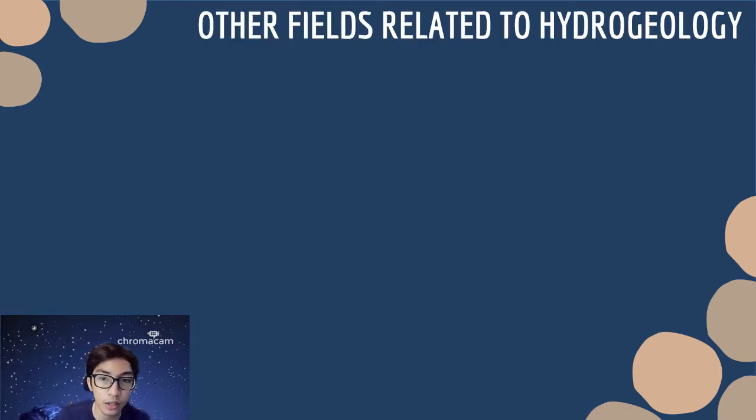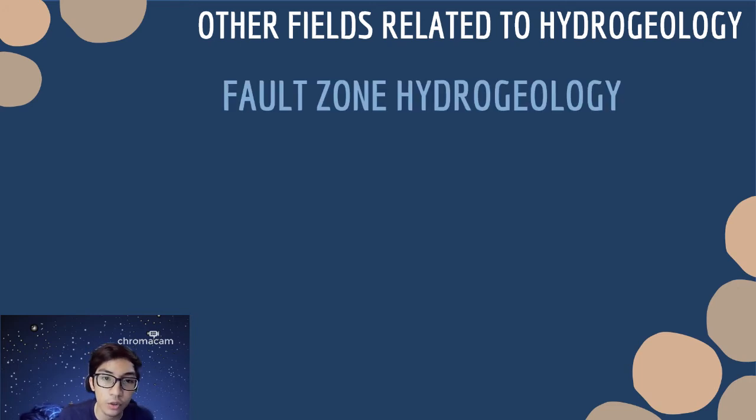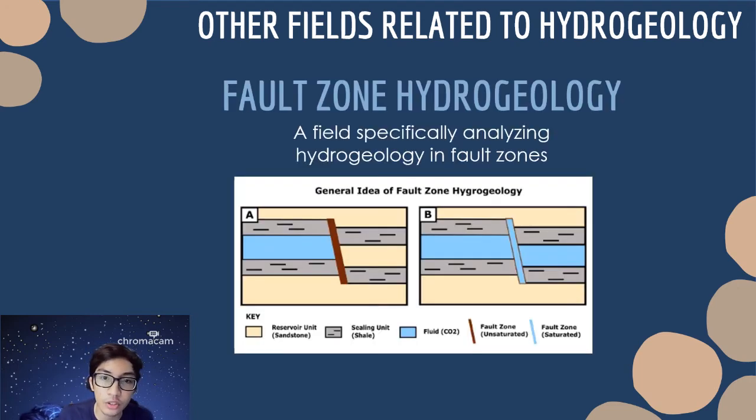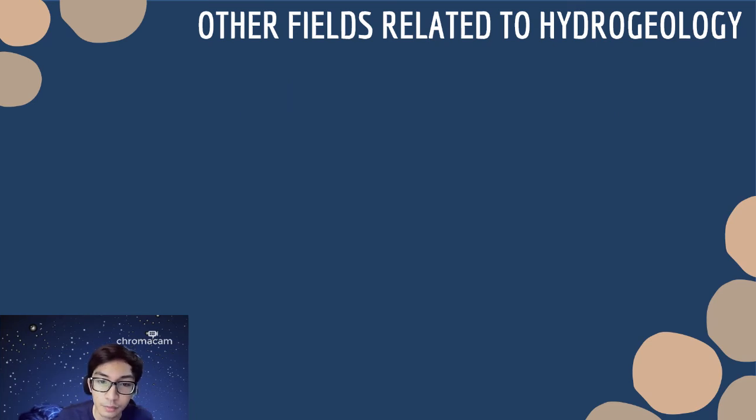Now, other fields related to hydrogeology: we have fault zone hydrogeology. It is a field specifically analyzing hydrogeology in a fault zone. It is the study of how brittlely deformed rocks alter fluid flows in different lithological settings. This figure shows how fault zones affect fluid migrations in the cross-section view. In figure A, we can see that the fault zone acts as a barrier that blocks fluid flows across it. In figure B, the fault zone acts as a conduit that facilitates fluid flow across it.